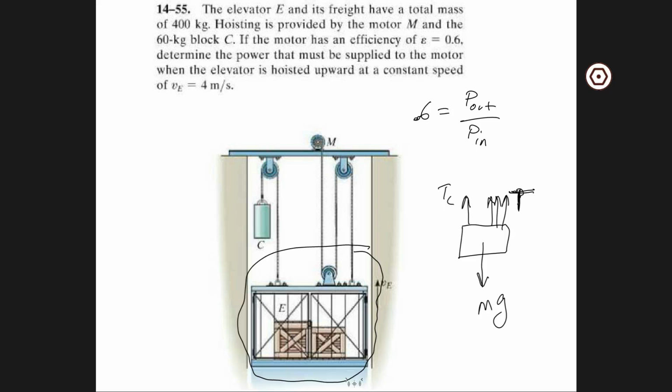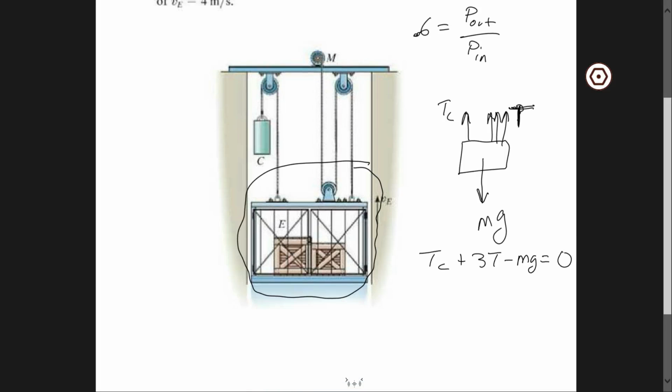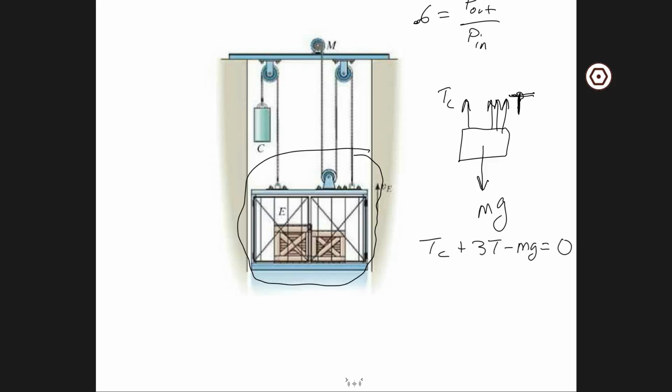Okay, let's see. Sum the forces vertically. TC plus 3T minus mg equals what? 0. Why? Constant speed, 0. How many unknowns? 2. How many equations? Okay, so something must be 0. Is it TC that's 0 or is it T that's 0?